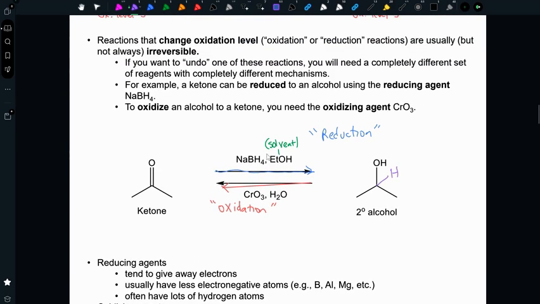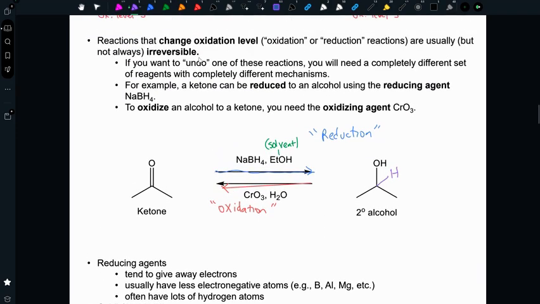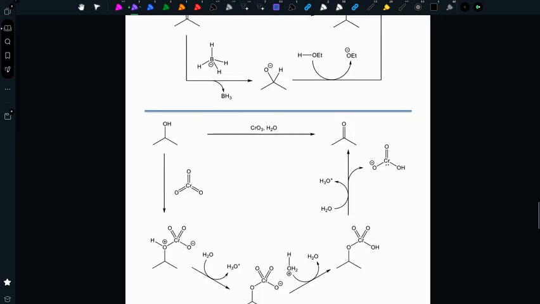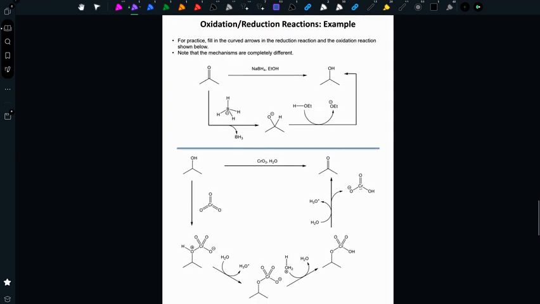Now, when we look at the mechanisms for these, and these mechanisms might be less common for you to learn in a first year organic chemistry class, these mechanisms will be entirely different. So let me show you what the two mechanisms look like. They're both on this slide here. And if you look at them as an overview, there is nothing in common between these two. The intermediates are entirely different, and the outcomes are entirely different.